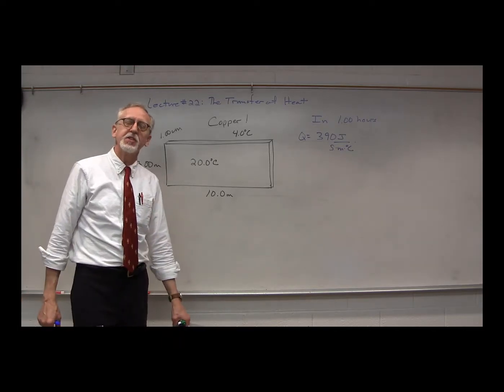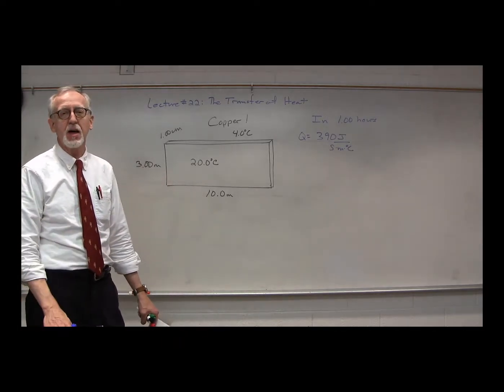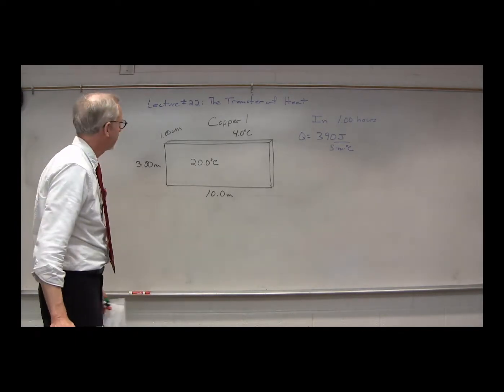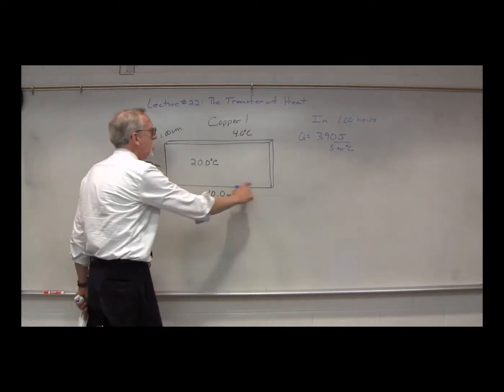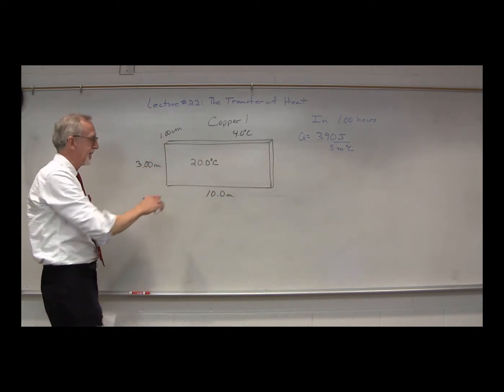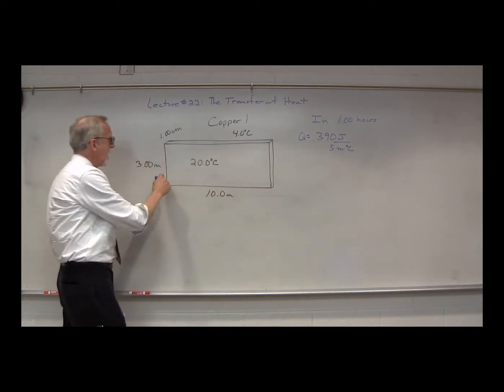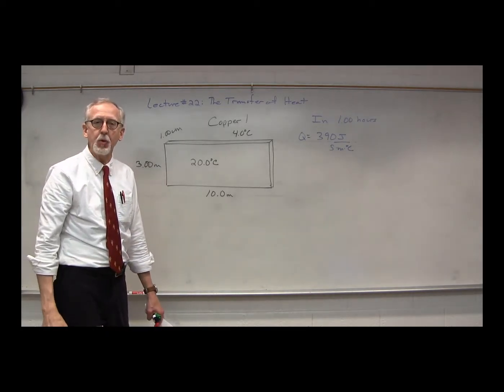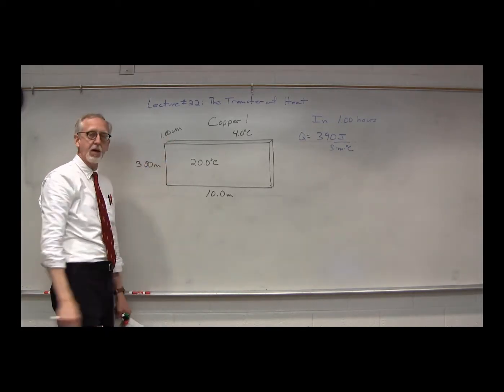Let's imagine that for some reason you want to make your house out of copper. I don't know why you want to do that, but let's just say you do. Let's imagine you've got one wall of your house that's 10 meters long and 3 meters high, and you're going to make these copper walls 1 centimeter thick.